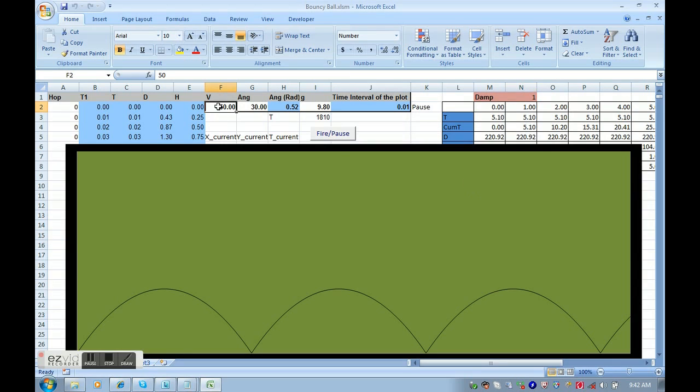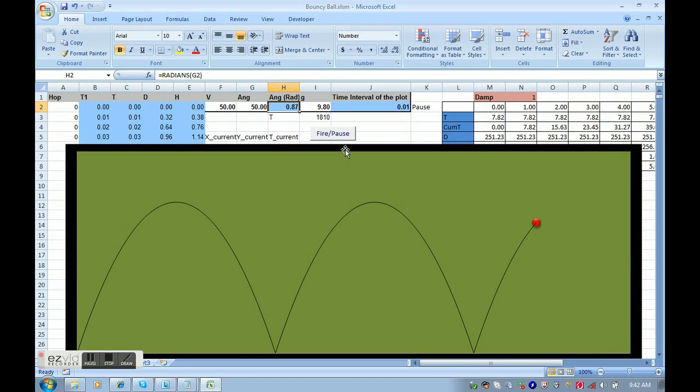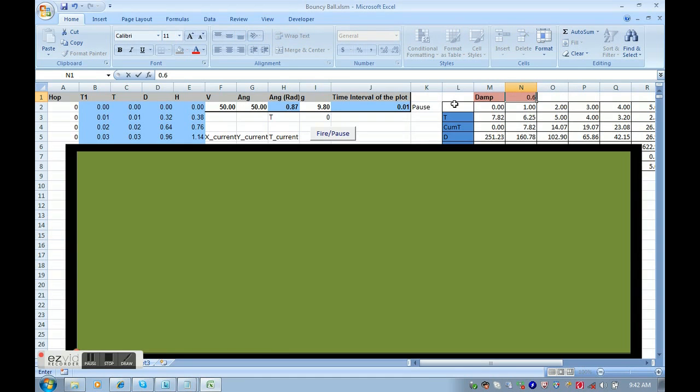Now let's try out different angles or different parameters. So it's 50. Here goes 50. This is 98, and the dampening is 0.8. Let's try this out. Let's start it from the beginning. Let's make it 0.6 then. That means it will die out faster.